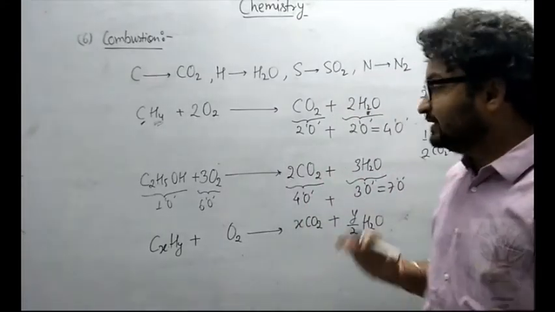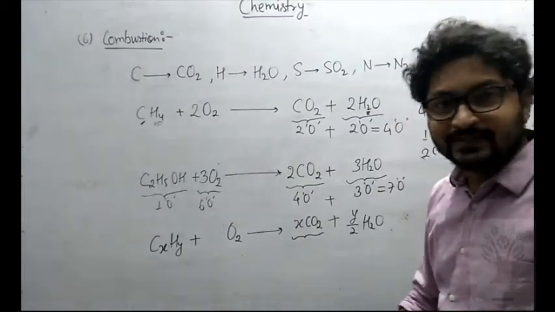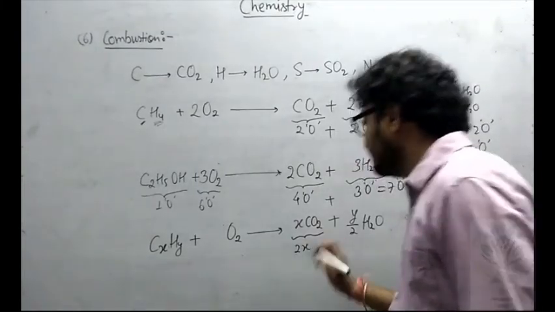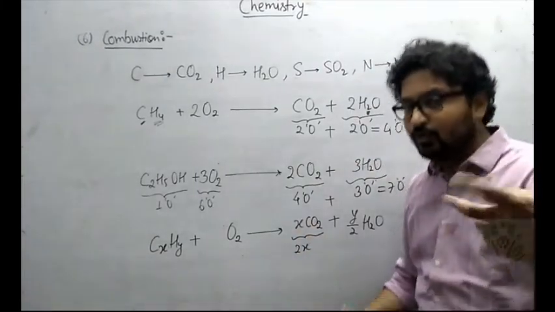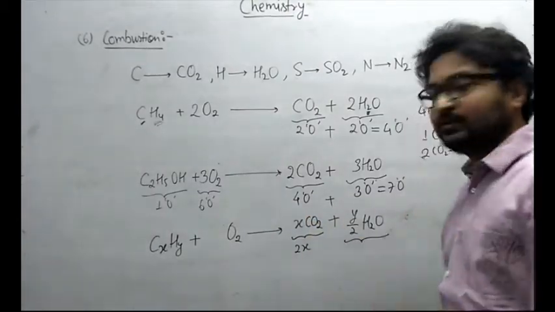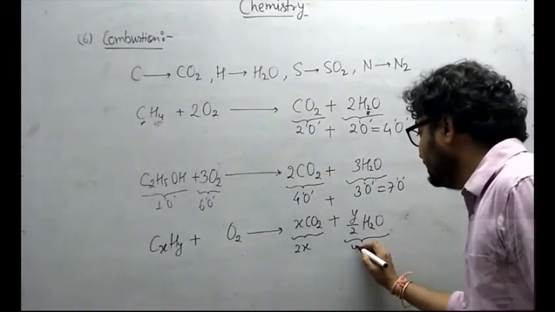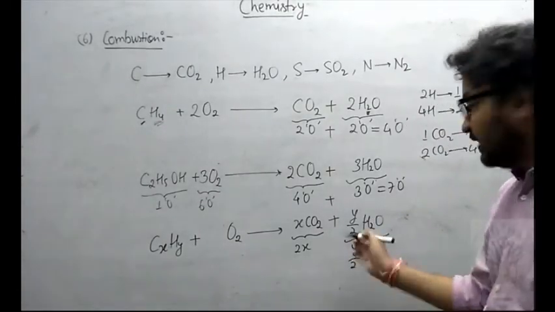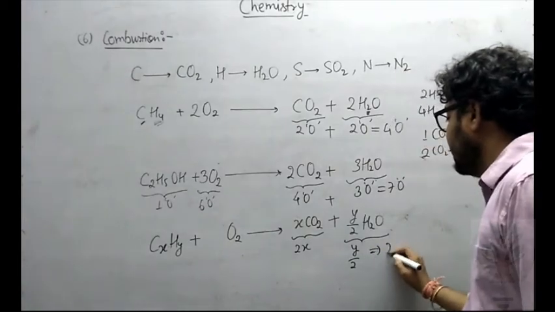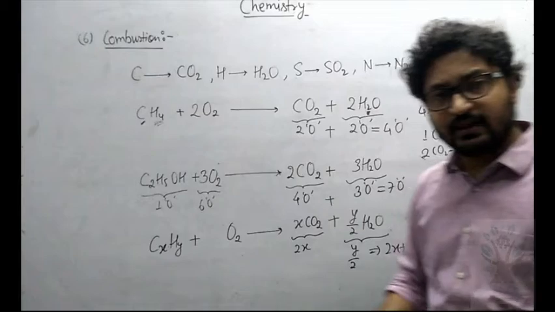Good. Now let's balance oxygen. Now how many oxygen you can see here? 2x. Each CO2 contains 2, so x CO2 will contain 2x. Now how many oxygen you can see here? Each H2O contains 1, so y by 2 will contain y by 2. So right hand side, how many oxygen you can see? 2x plus y by 2. These many oxygen you can see on the right side.